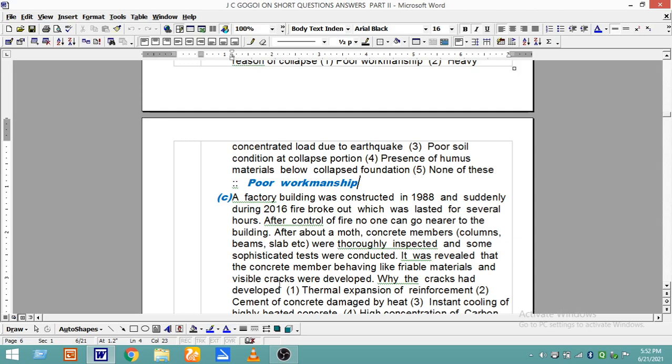I was specifically associated with this project. I was personally associated with this project with the expert committee. So the answer to our question is number 1, thermal expansion of reinforcement. Number 2, cement of concrete damaged by heat.